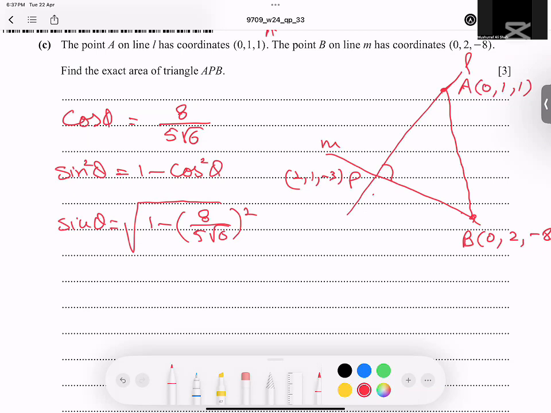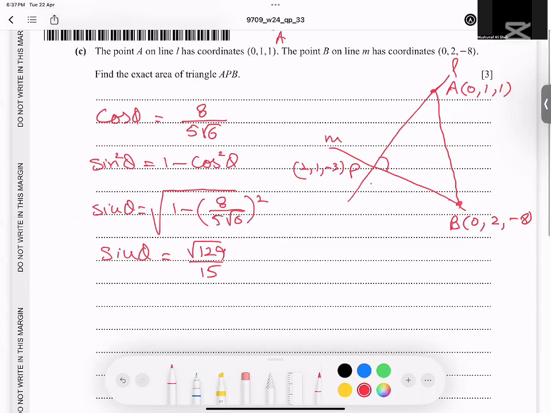64 divided by 25 into 6. It gives me sine theta. Give me one minute, please. 64 and 5 squared, 25 into 6. Okay, it gives me root of 129 over 15.